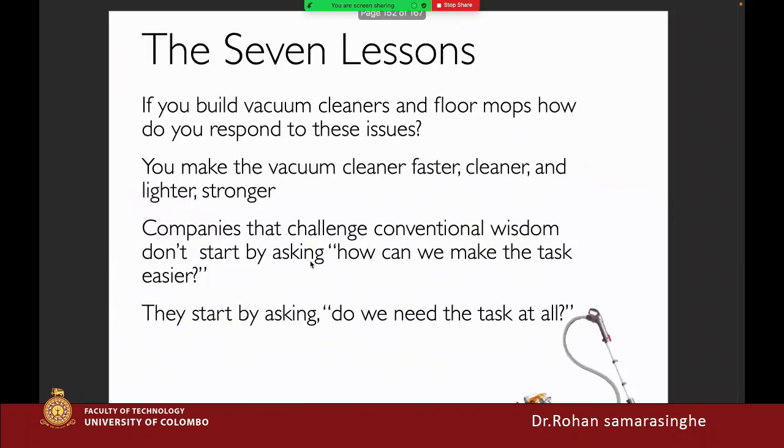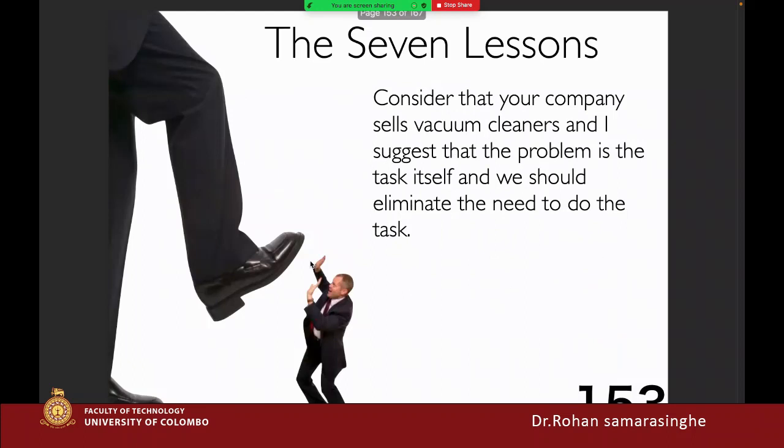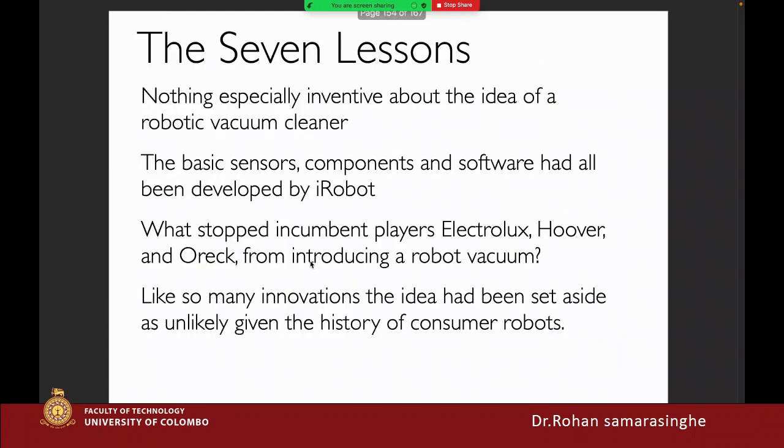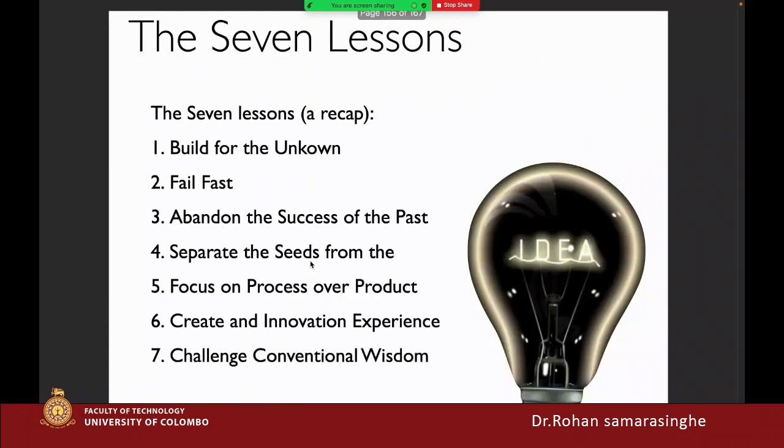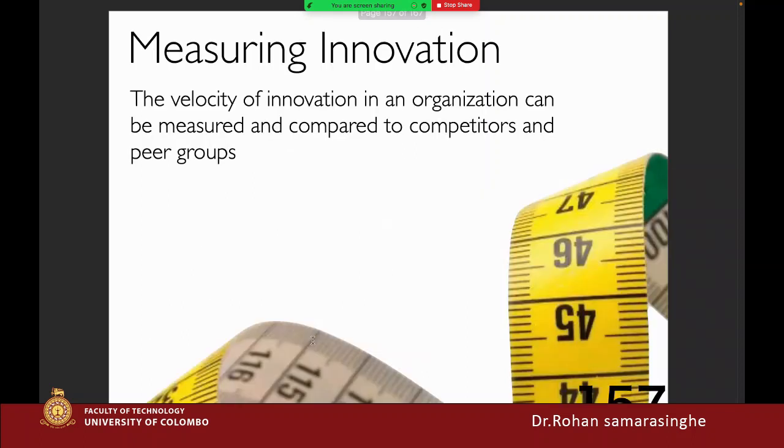Then that's all. We have to understand these 7 lessons: build for the unknown, fail first, abandon the success of the past, separate the seeds from the weeds, focus on the process over the product, create innovation experiences, and challenge conventional wisdom.